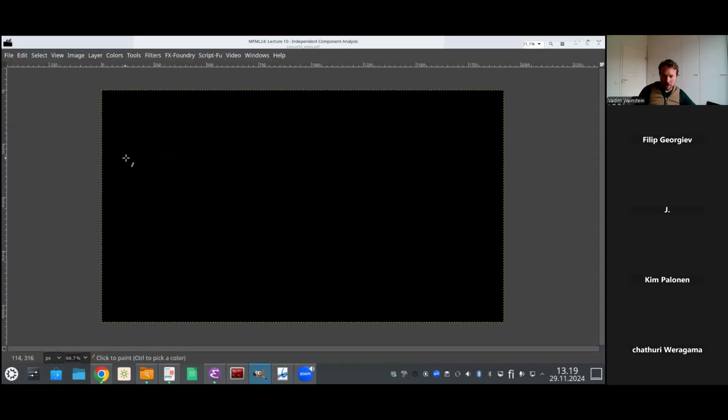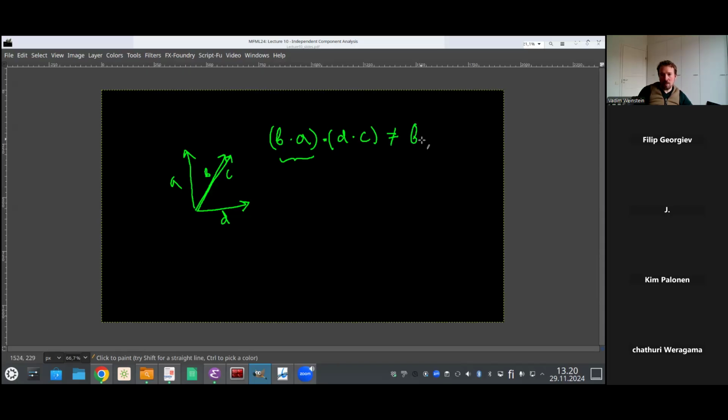Imagine you could have vectors A, B, C, and D in such a way that (B·A) times (D·C) is not the same as, I don't know, if you compute it in a different order, you don't get the same thing. Now these are just real numbers, right? These are dot products.